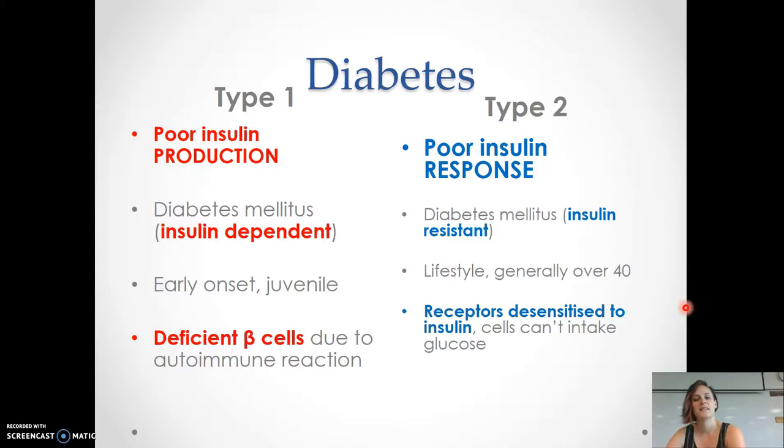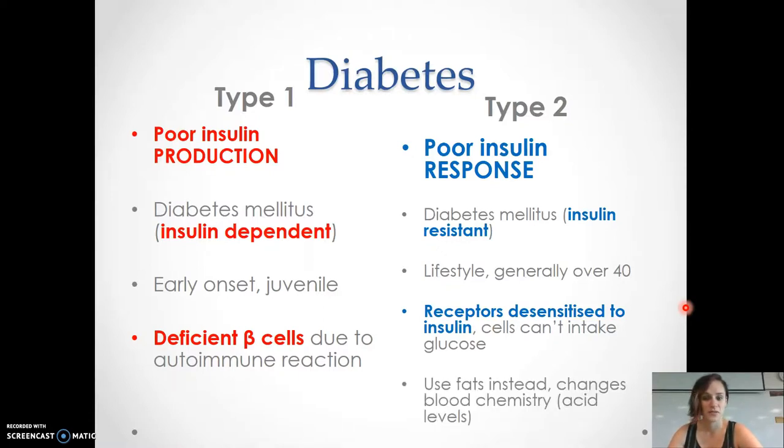The receptors become desensitized. So if you think about someone with a terrible lifestyle, you're eating a lot of stuff, you've got a lot of high blood sugar all the time, your body is trying to counteract that by pushing out a lot of insulin, and eventually those receptors just go, no, we see you all the time, we're not going to react to you. And that's what we talk about when we say desensitized.